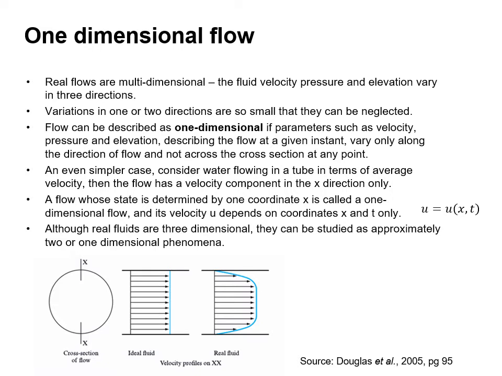So flow is described as one-dimensional if the factors or parameters such as velocity, pressure and elevation describing the flow at a given instant vary only along the direction of flow, not across the cross-section at any point.